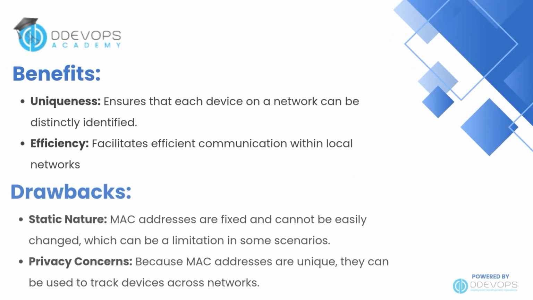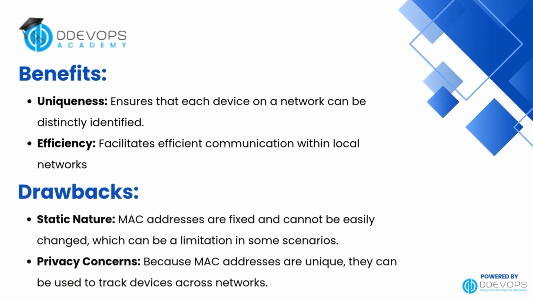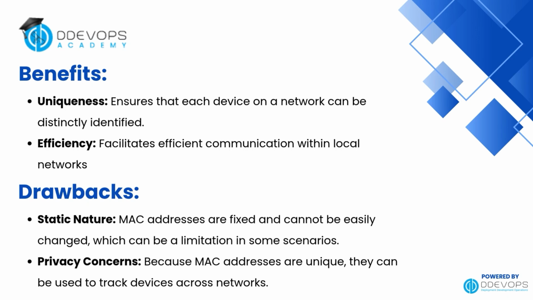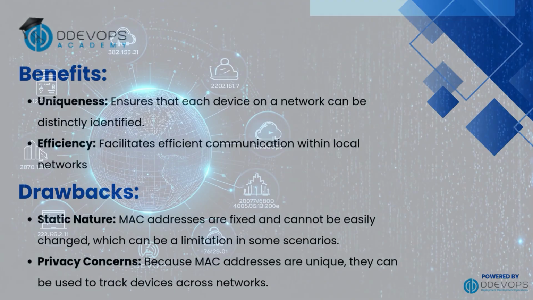Benefits. Uniqueness. Ensures that each device on a network can be distinctly identified. Efficiency. Facilitates efficient communication within local networks. Drawbacks. Static nature. MAC addresses are fixed and cannot be easily changed, which can be a limitation in some scenarios. Privacy concerns. Because MAC addresses are unique, they can be used to track devices across networks.